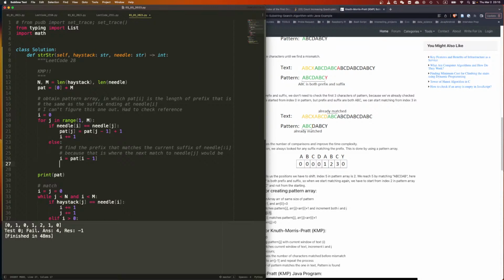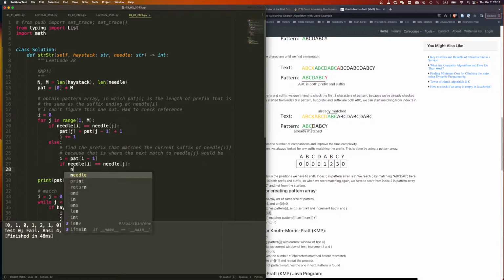Right, and then we'll check if they're equal, then we'll do that. So if needle I is equal to needle J, right? We reset I, and if these two are the same, then pattern J shall equal to pattern I minus 1 plus 1. Or pattern I plus 1. Which one?